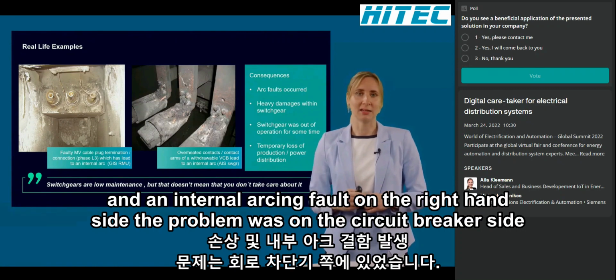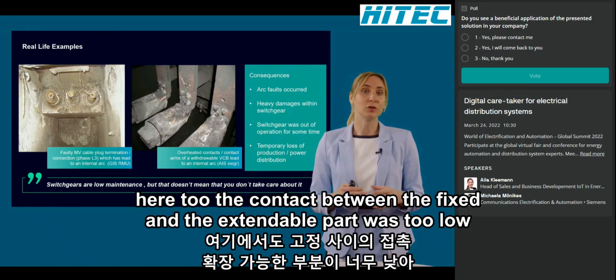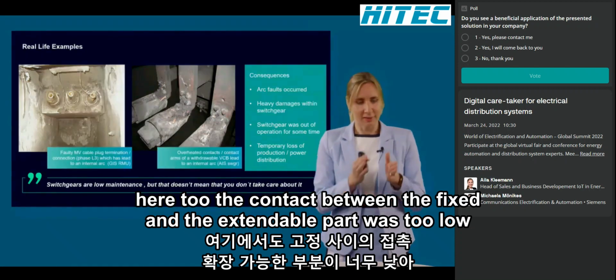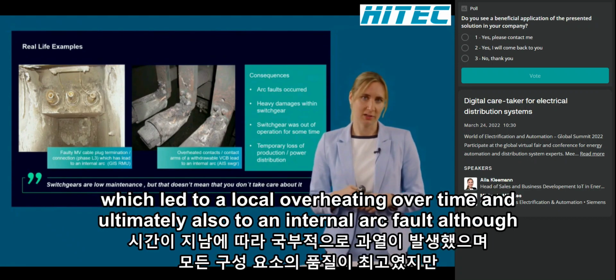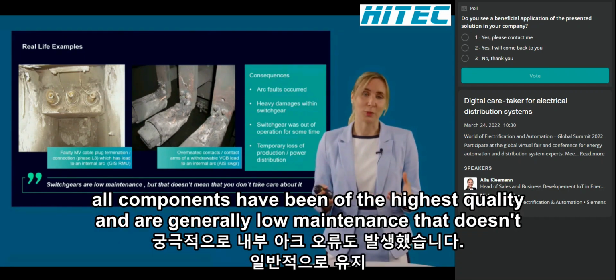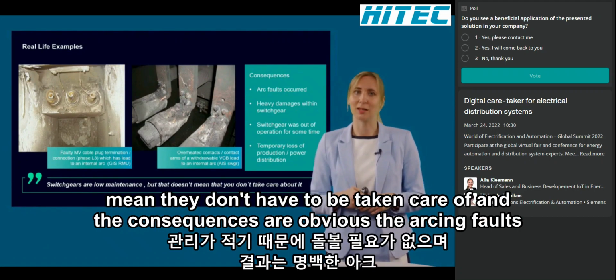On the right-hand side, the problem was on the circuit breaker side. Here too, the contact between the fixed and the extendable part was too low, which led to a local overheating over time and ultimately also to an internal arc fault. Although all components have been of the highest quality and are generally low maintenance, that doesn't mean they don't have to be taken care of. And the consequences are obvious.